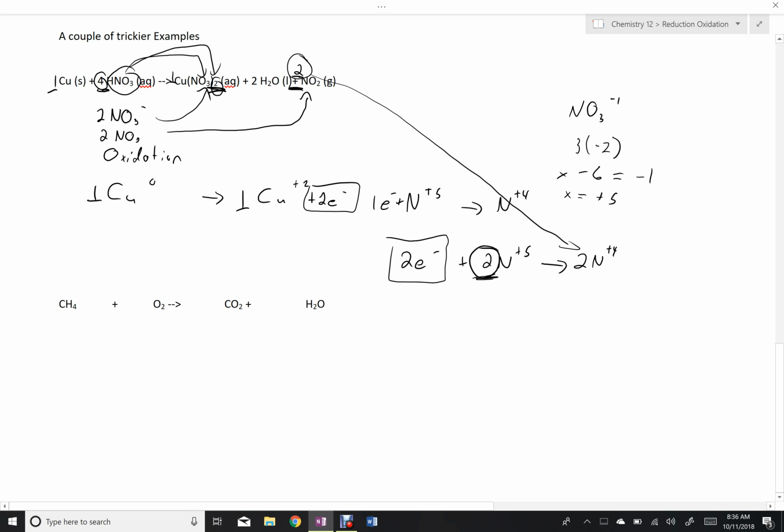Let's look at another one here, and we're going to have the same basic issue, which is that this oxygen is going to get reduced, but it's going to get reduced to 2 locations.